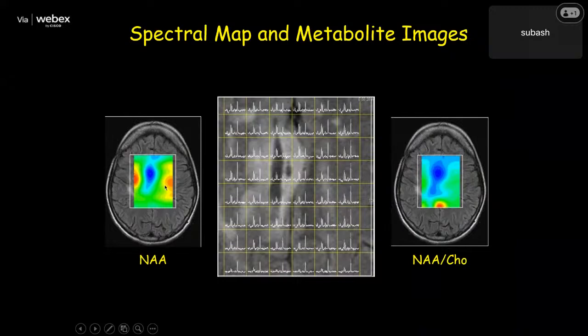You can see NA is low in this region, since blue is low concentration of NA. So this is the region where the neurons are compromised. There is damage in the neurons, and that's why you see these blue regions. Here also you can see blue areas. And you can see this red portion, this high NA region. That means here the NA is intact. So you can look at the spectra from small regions in the tumor and find out whether the neurons are intact or damaged.